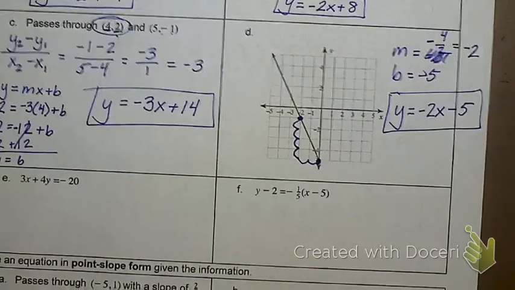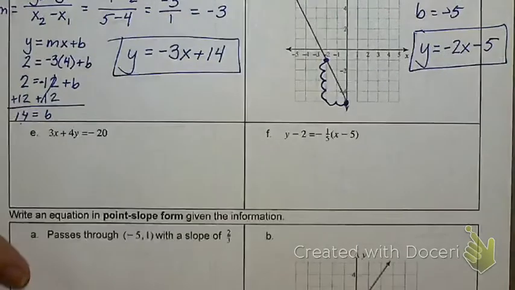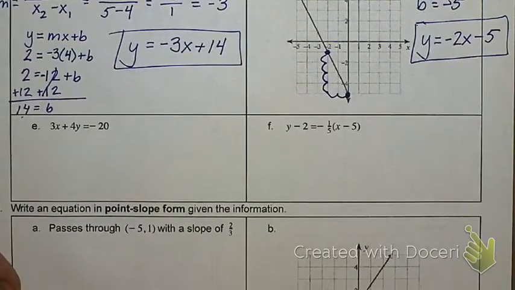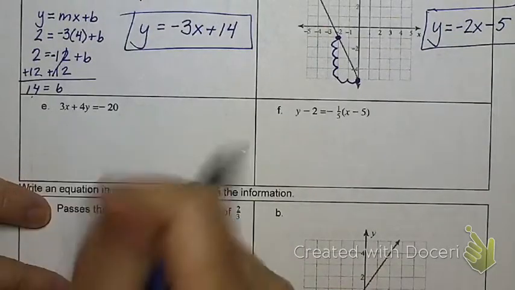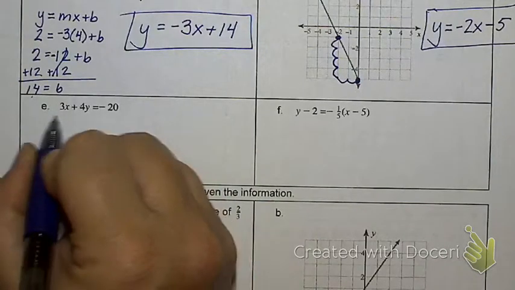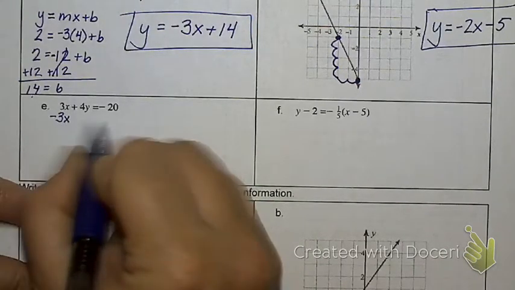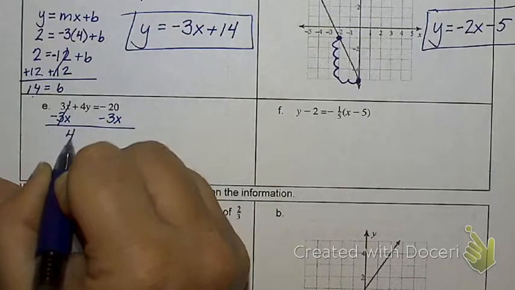Yes. Okay? Nice. E and F look like they're both just rearranging problems. I just need to rearrange this to get it in slope-intercept form. And same thing here. How am I going to get it in slope-intercept form? I'm going to get y by itself, right? So what should I do first? Subtract 3x on both sides. That leaves me with 4y equals.